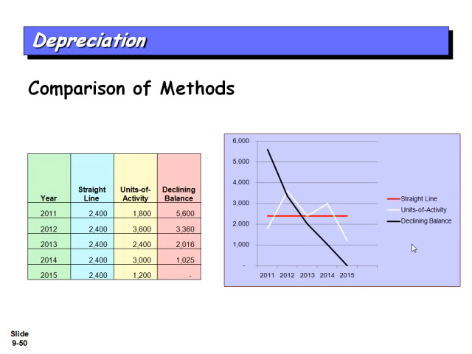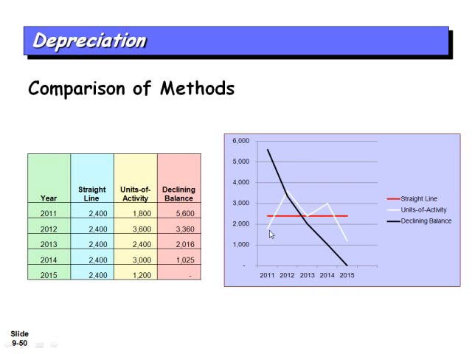So let's look at these 3 methods. Straight line, same amount every year. Units of activity, it varies. And declining balance is really quite high the first few years, and then it gets actually lower than the other methods. So if you look at declining balance, you write off a great deal of the asset the first year, and then it gets lower and lower. Straight line is just what it says, the same amount every year. And then units of activity varies.